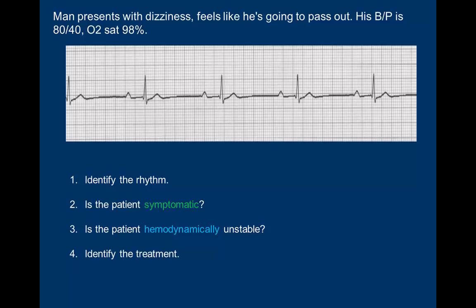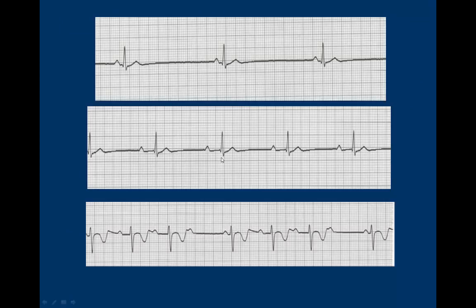We've got a man that presents with dizziness. He feels like he's going to pass out. His blood pressure is 80/40. Oxygen saturation is 98%. And then I've got a strip there in front of you. So pause the recording and then try and answer the questions that I have put in front of you, and that's identifying the rhythm. Is the patient symptomatic, hemodynamically unstable? And then try and figure a treatment. Again, you can use that document that I told you to have at your hand whenever we started this recording.